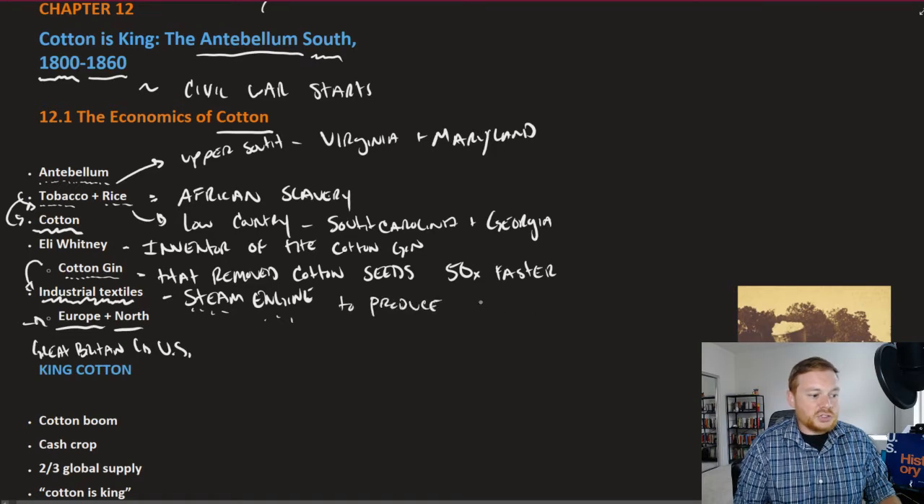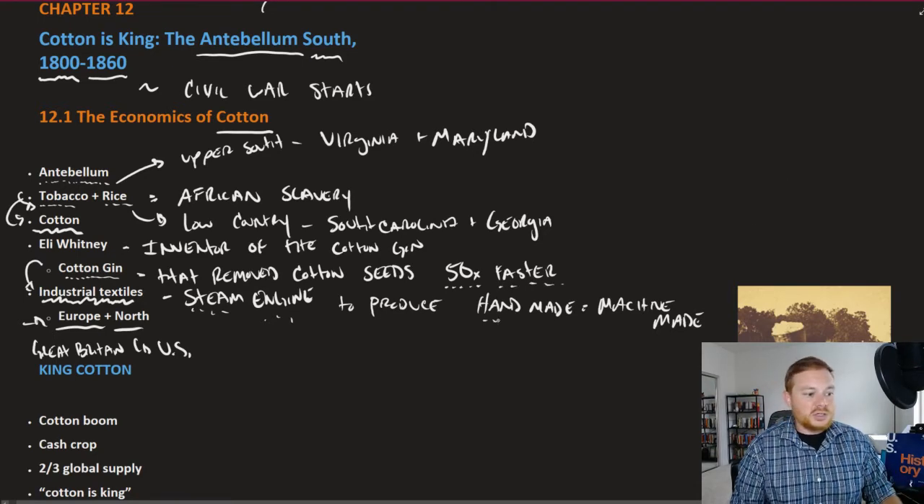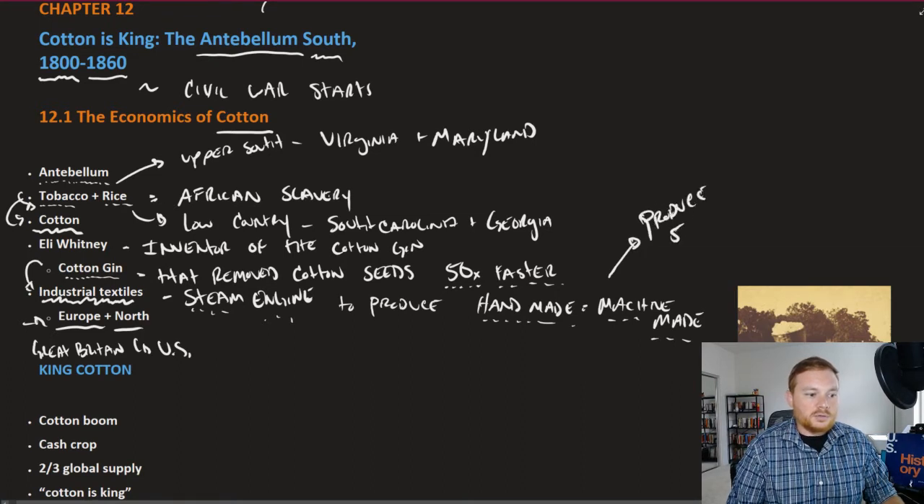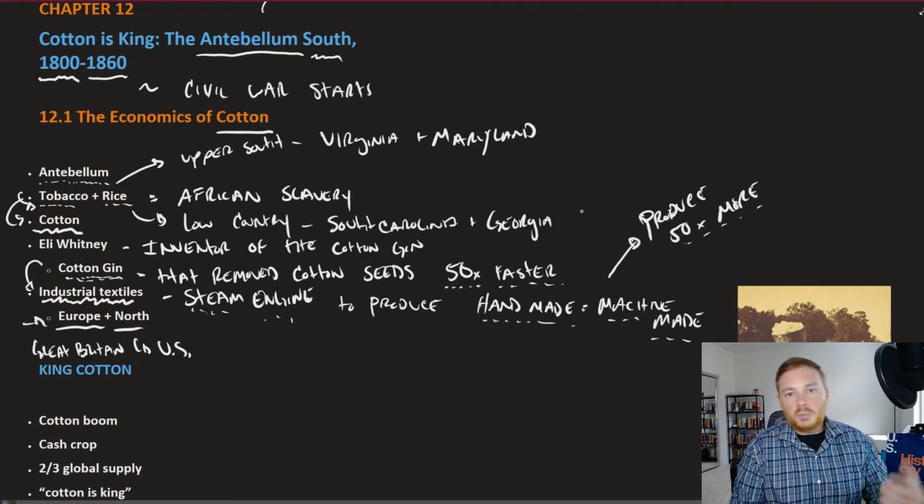You know, the Industrial Revolution is the process of going from handmade to machine made. And just like the cotton gin, which allowed for 50 times the efficiency of removing the seeds, going from making things with your hand, which can be very time consuming and you can't produce a lot, to making things with machines, you essentially can produce 50 times more. And so all of these changes, technological, from the steam engine to the cotton gin, are making cotton a more profitable product to grow.